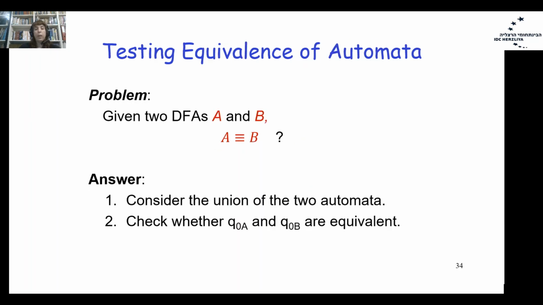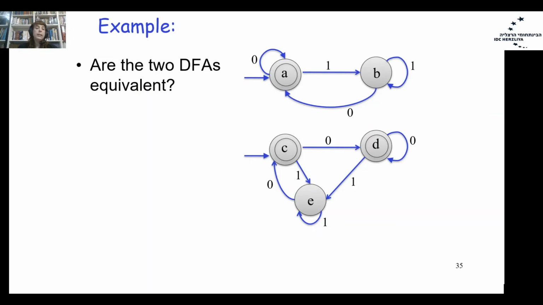Given two DFAs, A and B, how would we decide if A is equivalent to B? If one DFA is equivalent to another DFA? The answer is the following one. We can consider the union of the automata. We build a union automaton and we check whether Q0A and Q0B are equivalent. If the answer is yes, then automaton A and automaton B accept the same language, and that means that they are equivalent. Let's see an example.